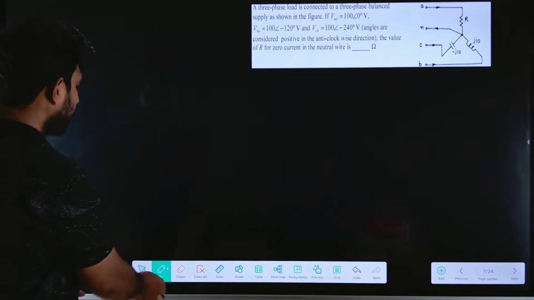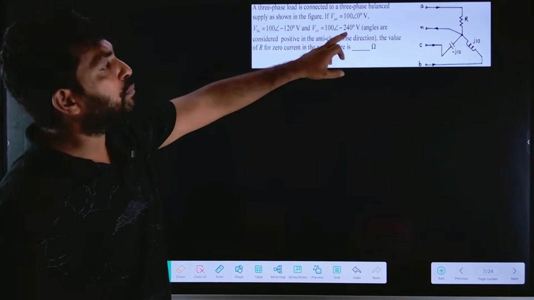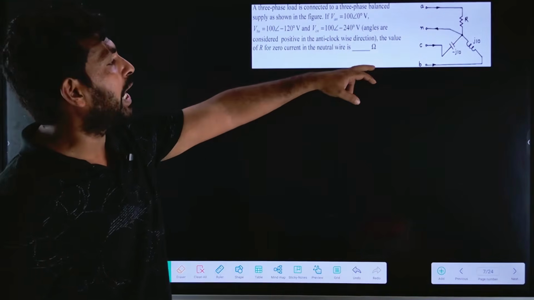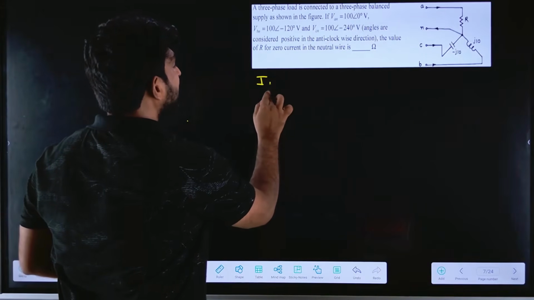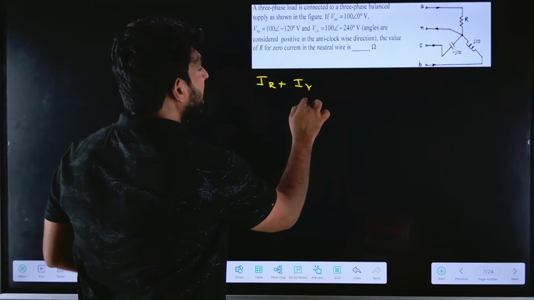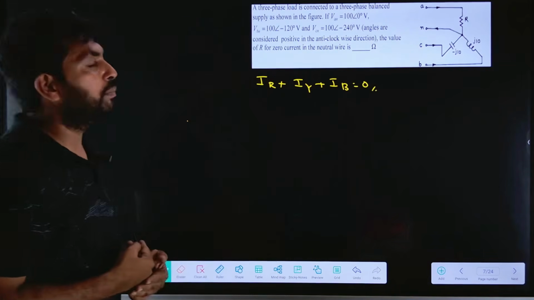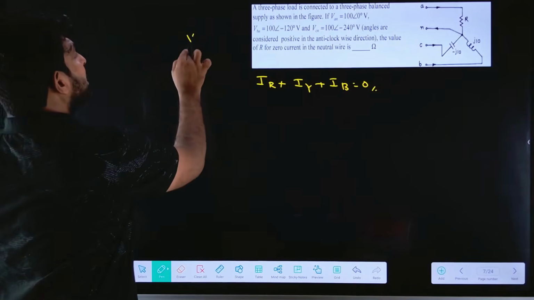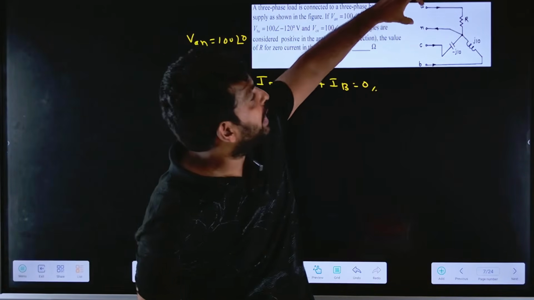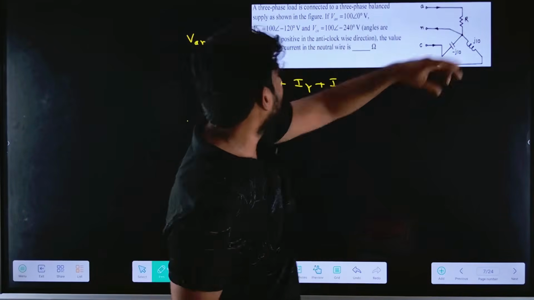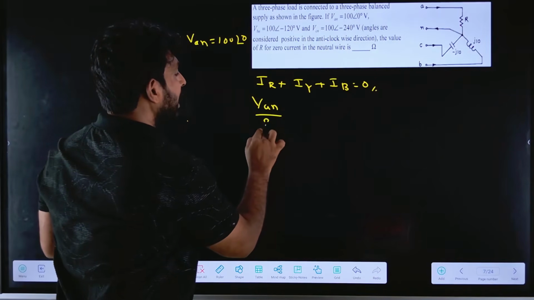So now let us find IR plus IY plus IB equal to 0. So the neutral current equal to 0, which implies IR plus IY plus IB equal to 0. VAN is given as 100 at an angle 0. So how can we find the IR value? VAN divided by R is the IR value.